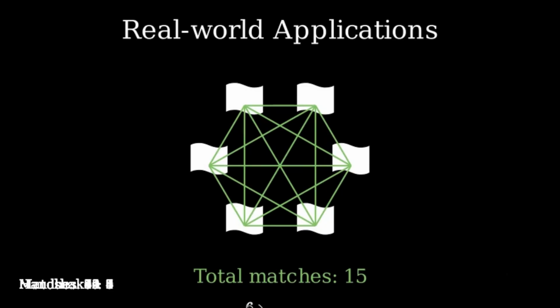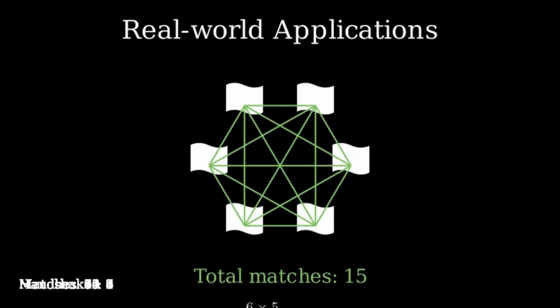Using our formula, we can calculate this directly. For 6 teams, the number of matches equals 6 times 5 divided by 2, which equals 15. Each team plays against 5 other teams, giving us 6 times 5 total team matches, but we divide by 2 because each match involves exactly 2 teams. For any number n of teams in a round-robin tournament, the total number of matches needed is n times n minus 1 divided by 2.